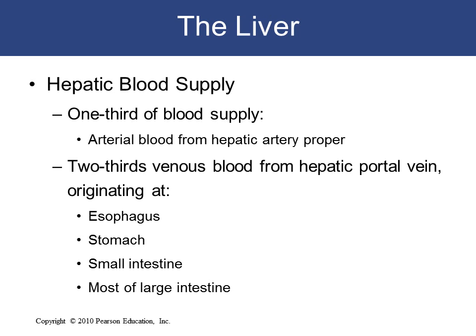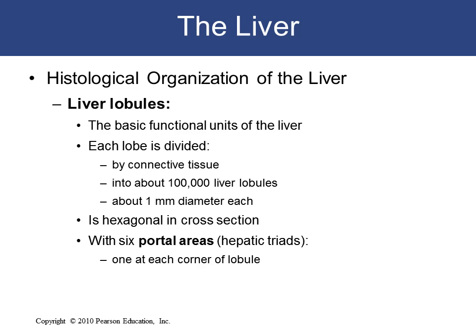This hepatic portal vein contains 40% more oxygen than blood returning to the heart, which helps to sustain the liver. And the liver is drained by the hepatic vein.